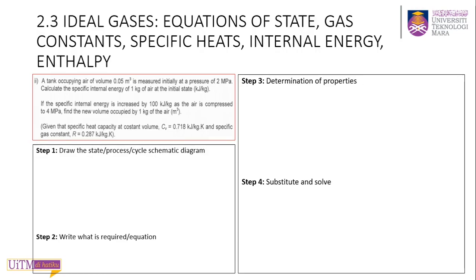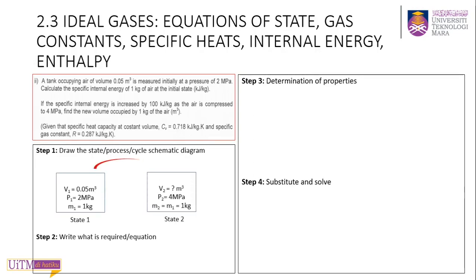So in the schematic diagram, there have to be two states, state 1 and state 2, which are connected by the compression process. For step 2, we can write the required equation, where we can see that we have to calculate the specific internal energy at state 1 and also the final volume, which is the volume at state 2.